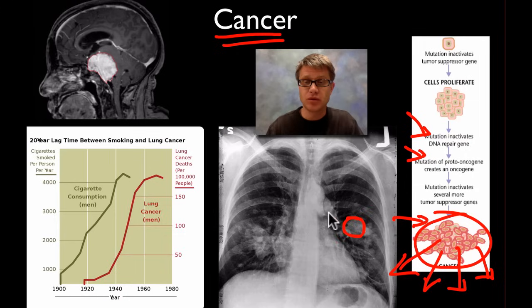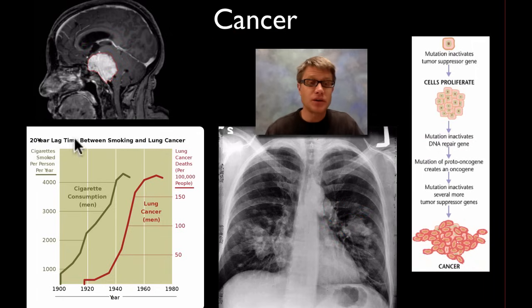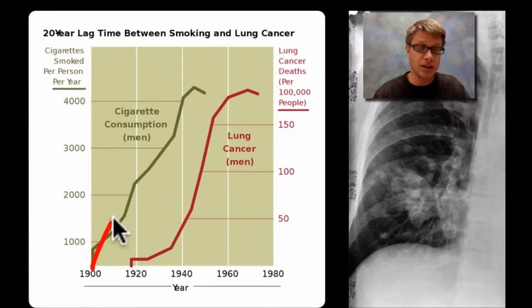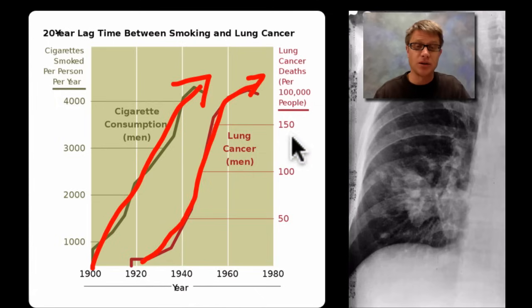You can see some tumors forming in this person who has lung cancer and this person who has a tumor in their brain. Here is a graph of cigarette consumption in men from 1900 to 1940. You can see that it increased. And then this is lung cancer rates. You can see that there is roughly a 20 to 40 year lag between how many cigarettes they were smoking and the amount of lung cancer.